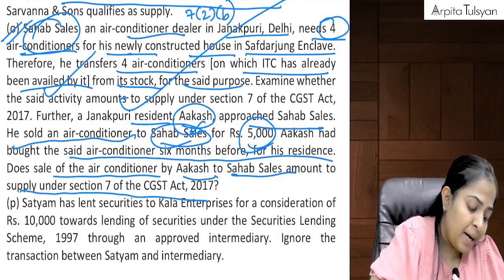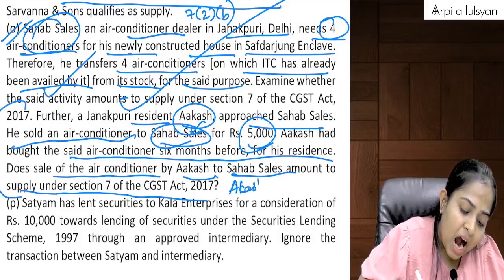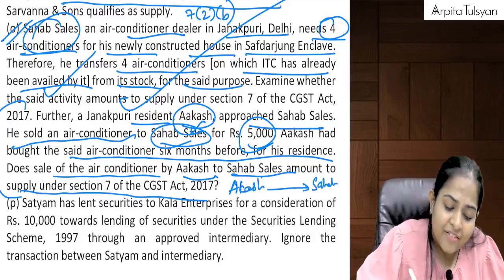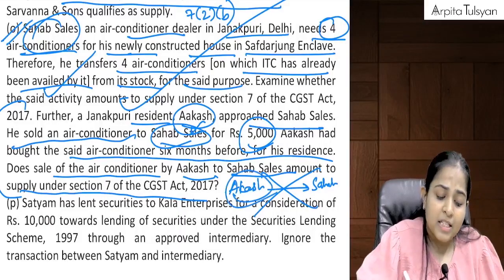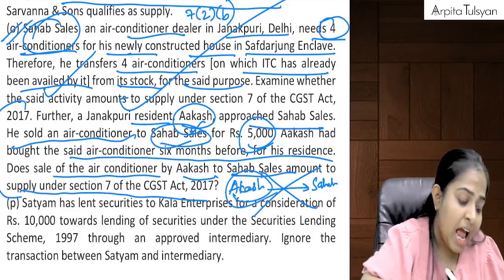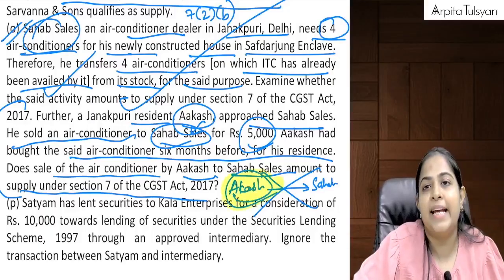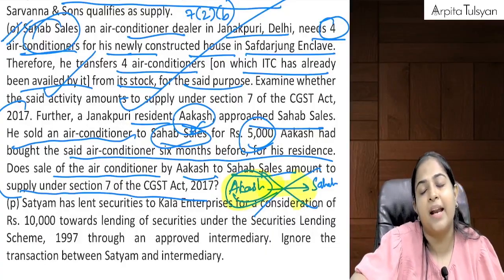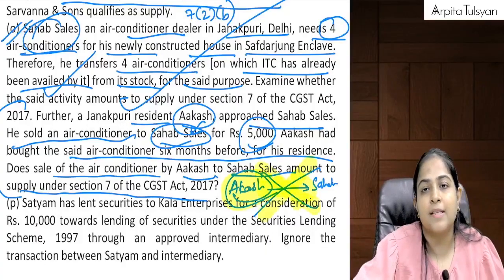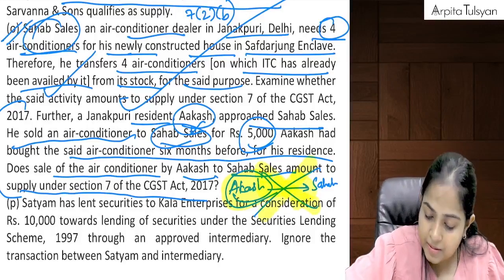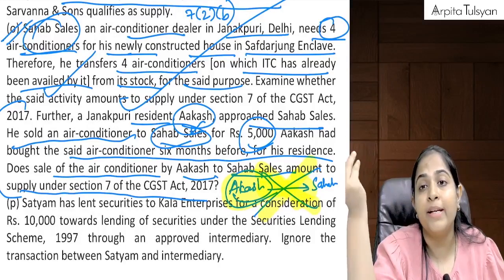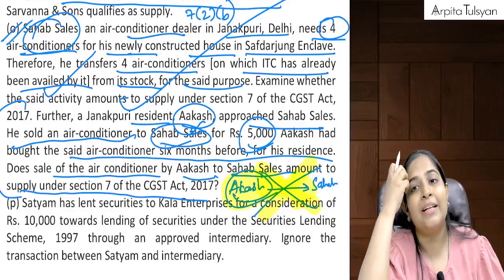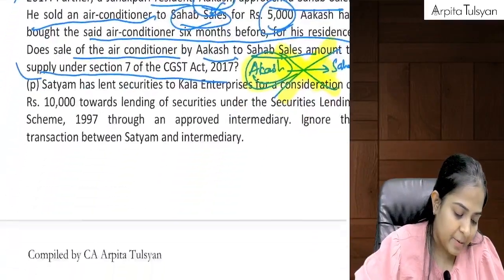Okay, second part is Akash is selling a used AC to Sahab Sales for rupees 5,000. Can we say this will not attract GST? Because this is not done in the course or furtherance of business. Akash is not into the business of selling the AC. Akash has just used an AC for his residence and now he's going and selling it in the market. So this will not attract GST because this is not done in the course or furtherance of business. Remember, I had given you the example of I am going and selling my gold ornaments to Tanishq. That was not attracting GST because I am not doing it in the course or furtherance of business. Same example is there here.